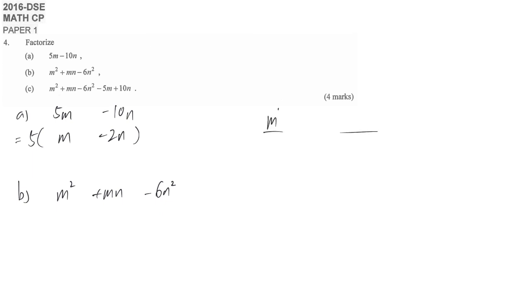We copy down the first term m squared, and then we think what times what gives us m squared, which should be m times m. And then negative 6n squared. We also need to think what times what gives us negative 6n squared. So maybe I try negative 6n times positive 1n. It's just by guessing. And then we have to perform the cross product to check whether the middle term is the same. We just expand it and then look at the middle term.